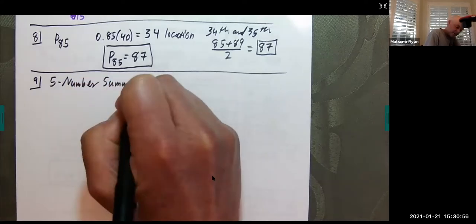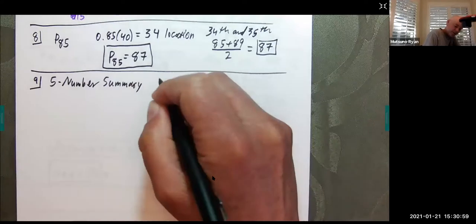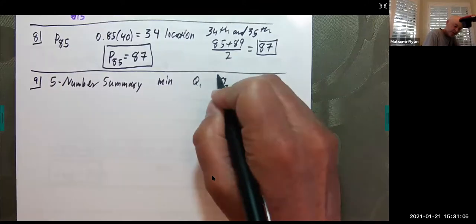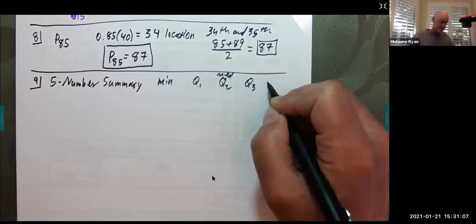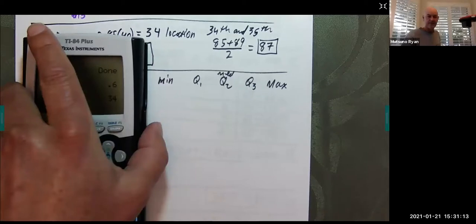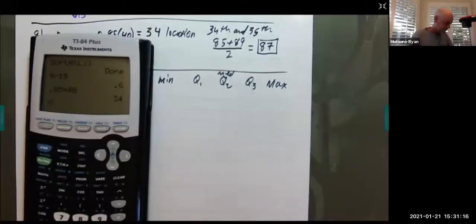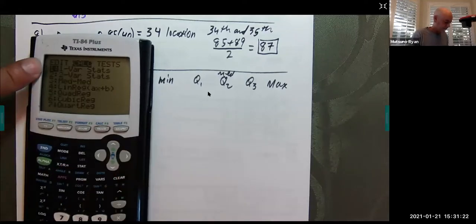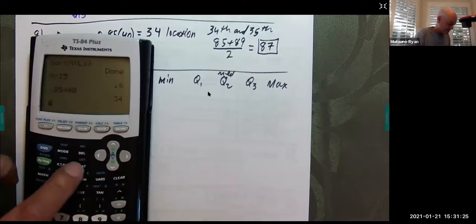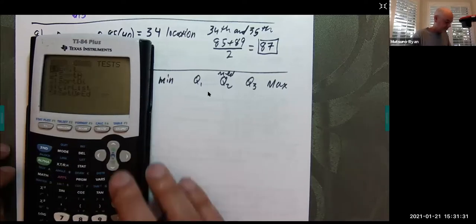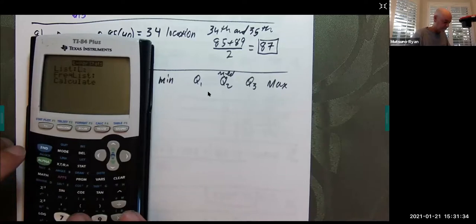That's going to give me the minimum, Q1, Q2, which is the median, Q3, and the max. And the way I can get those easily and quickly is I can go to stat, calculate, one variable statistics. And I've already forgotten what list that was in. List 4. So stat, calculate, here we go. So second 4 is going to give me list 4. And calculate.